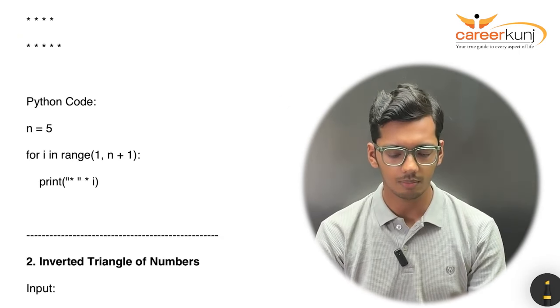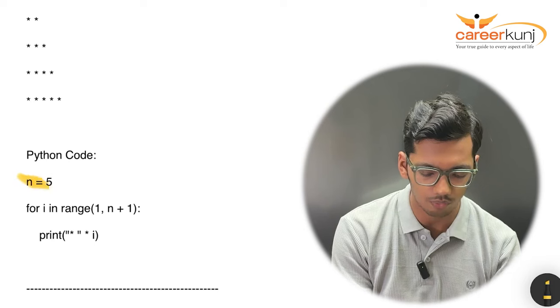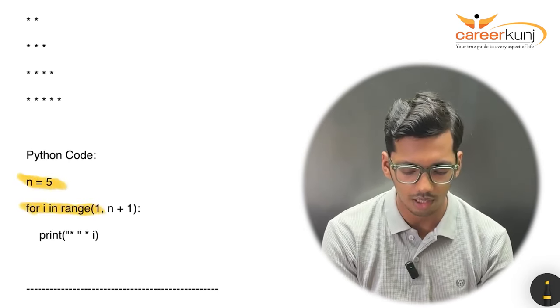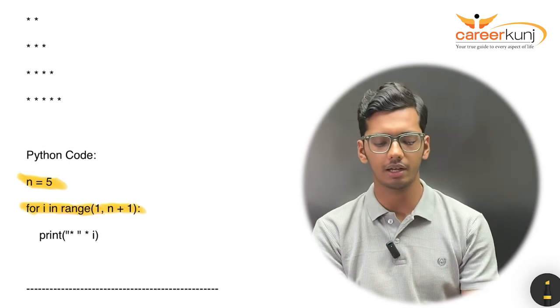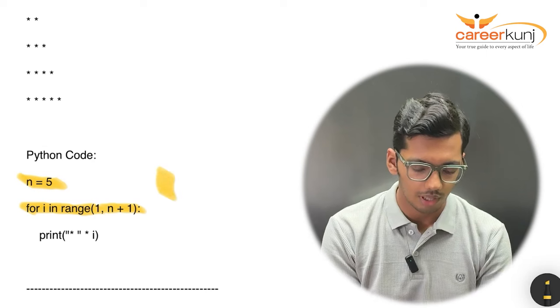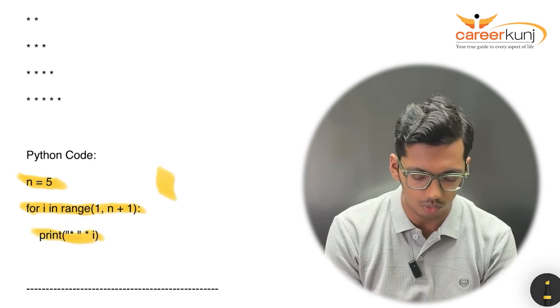Alright, now let's come to the code. I have initialized n equal to 5. Now this is my loop: for i in range(1, n+1). That means my i's value will vary from 1 to 5, since n plus 1 is 6. And here I am giving print star into i.